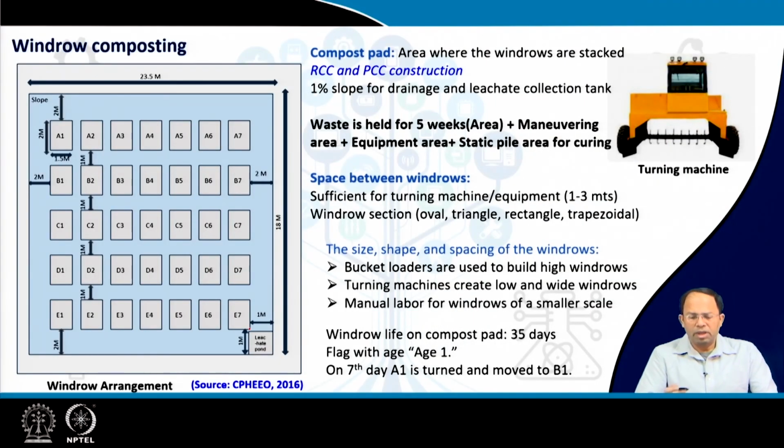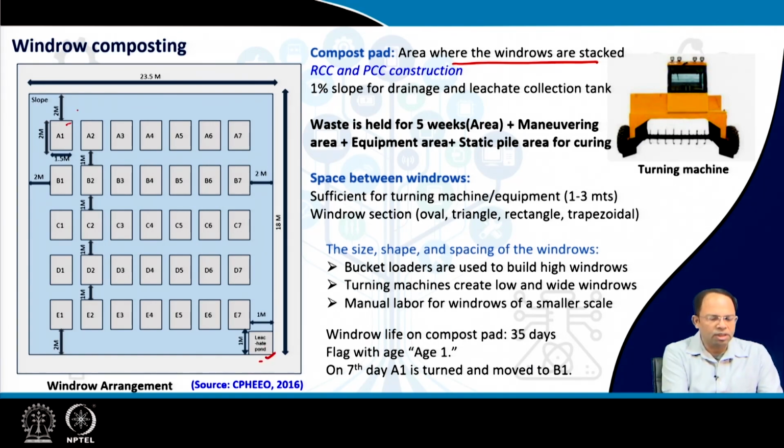Now, we have talked about tipping areas, pre-sorting areas and all these things. Then we have said that we require a compost pad and then there is a curing pad, right? The compost pad is the area where windrows are stacked. Over here in this particular area, you can see this is the leachate pond, and this is where the windrows are stacked. Each windrow is given a name or a flag which says A1, A2, A3, A4 and A5 and so on. So for 7 days you can see that 7 windrows are created.